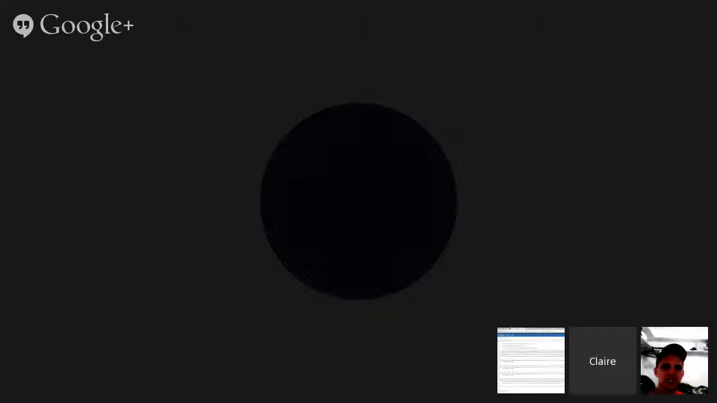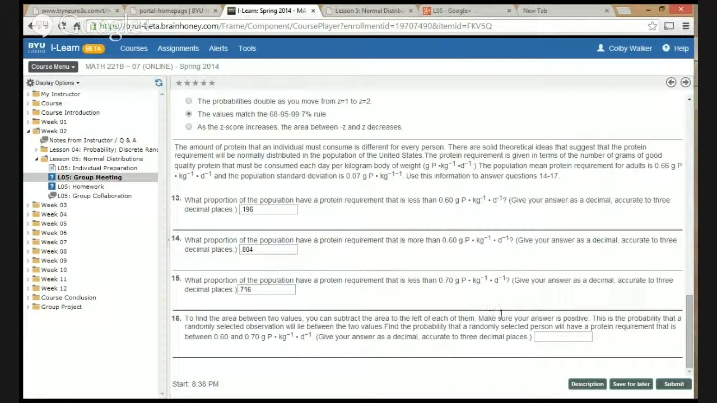Okay, so 16. To find the area between the two values, you can subtract the area to the left of each of them. So it's essentially saying between the two. Yeah, this is the last one of the last problems from the preparation.